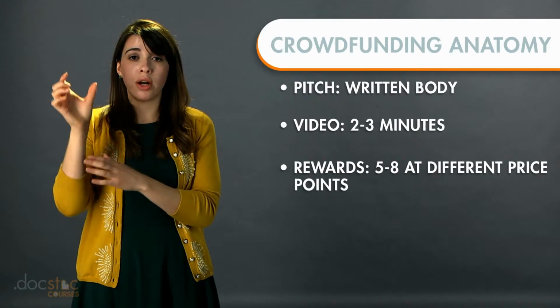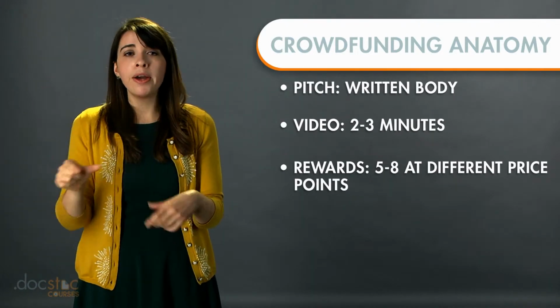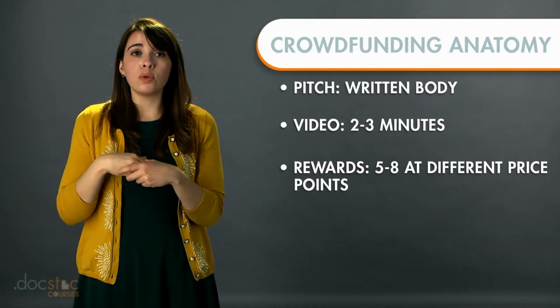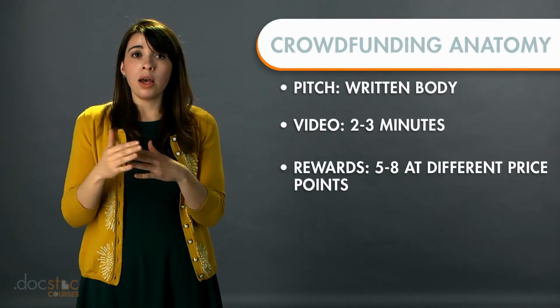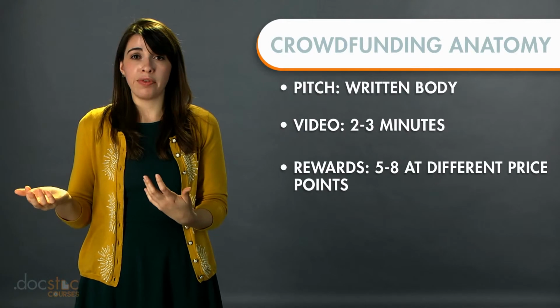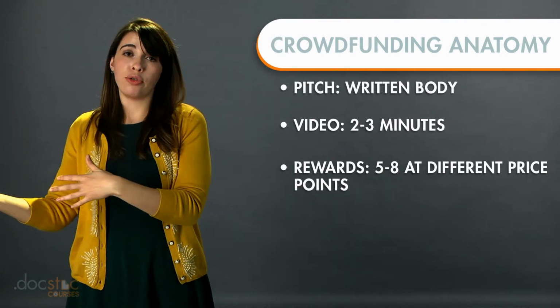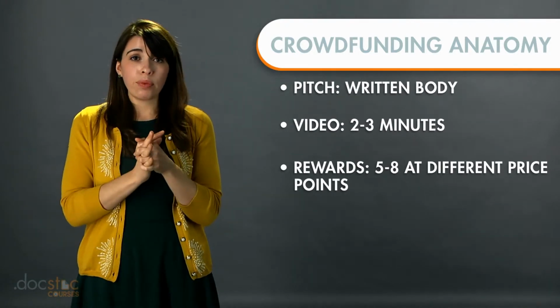There's a whole section, usually the right side of a crowdfunding campaign, sometimes the left. It's a sidebar, and it'll have all the rewards at different price points. So usually you want to have between 5 and 8 rewards, and you want to hit different price points so that you don't cut anyone out of your campaign. You want to have a low contribution, also high contributions, so that everyone has a chance to donate.